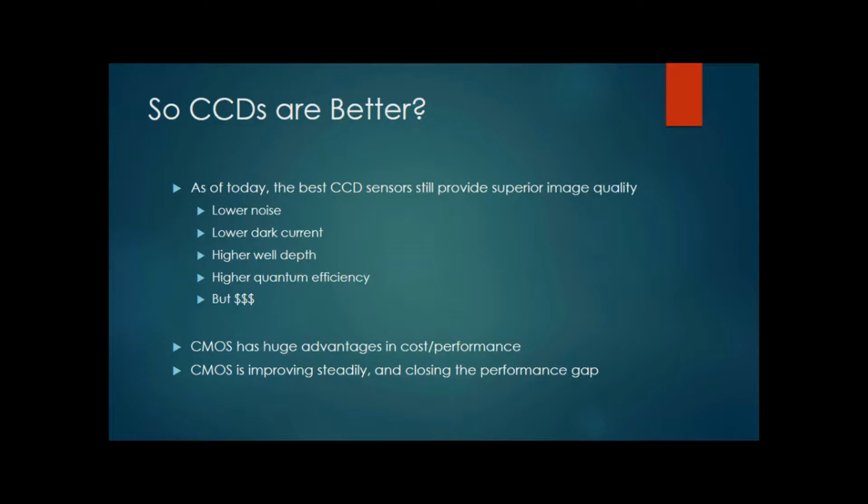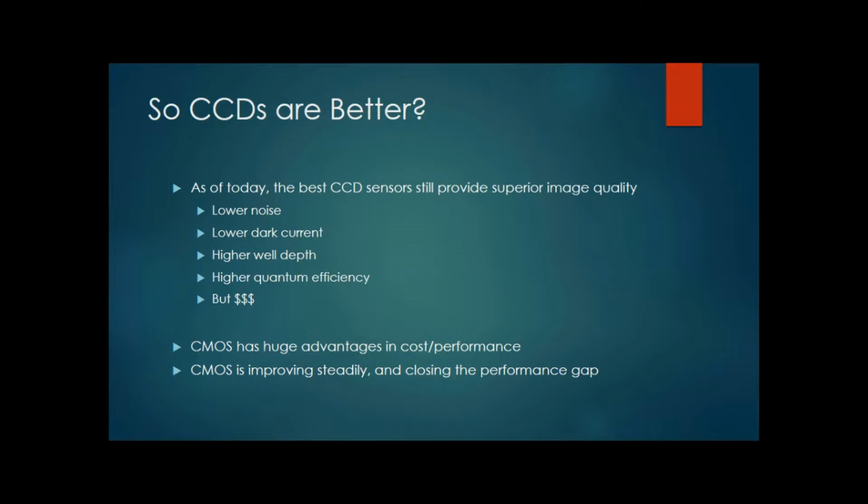So this means CCDs are better, right? Well, as of today, that is correct. The best CCD sensors today are better than the best CMOS sensors today. And moreover, they are better on all fronts. They have lower noise, they have lower dark current, they have higher well depth, higher quantum efficiency, but they cost a lot more. The CMOS advantage is in cost for performance. It's a lot more bang for the buck for a CMOS sensor, which is great as long as it's good enough for your application. If it's not good enough, then you're going to have to use a CCD sensor.